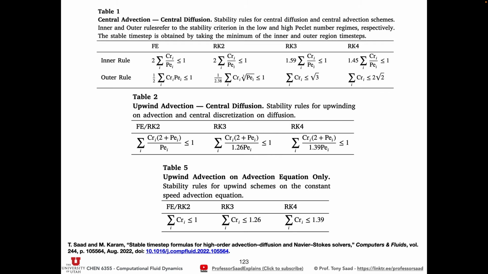Then we do it for Runge-Kutta 2nd, 3rd, and 4th order. Then what if you do upwind on advection and central on diffusion? We didn't have that stability analysis. It turns out that there's only a single rule for that condition. And then finally, if you are only doing upwind on the advection equation only, for forward Euler, so FTUS on advection in all dimensions, the sum of Courant numbers needs to be less than 1.